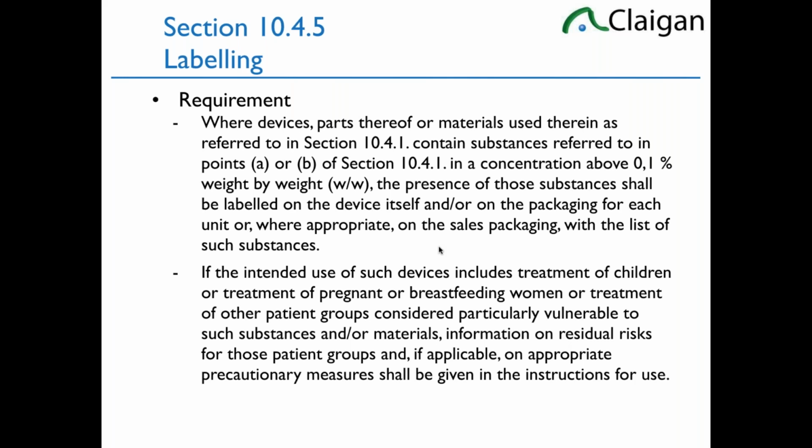So labeling is one thing. It used to be just label for DEHP. Now it's a wider range of substances. You might have lead, DEHP, and nonylphenol ethoxylate. And then if the device can be used on children or women of childbearing age or vulnerable groups, you have to actually provide warnings in the instructions for use, which for reproductive toxins or endocrine disruptors are not popular.